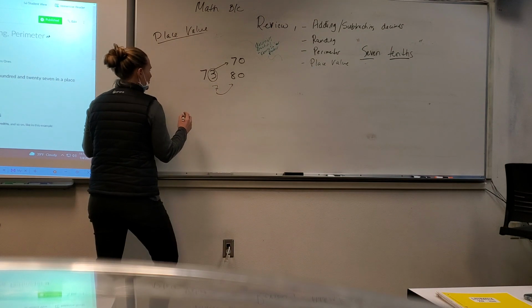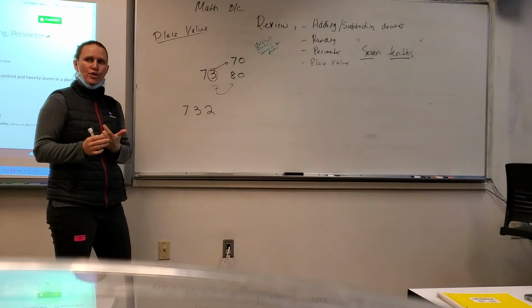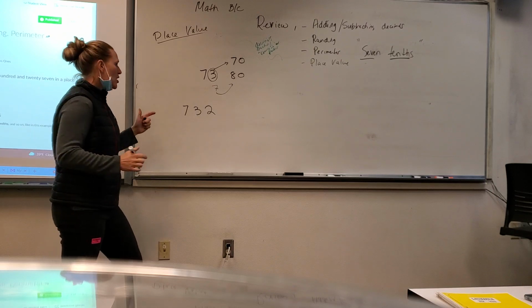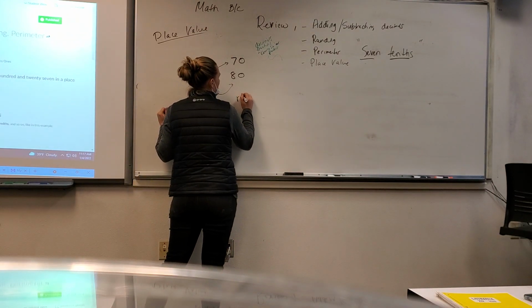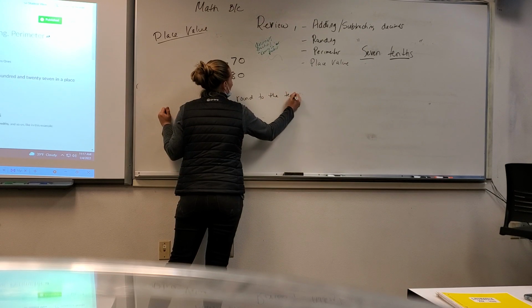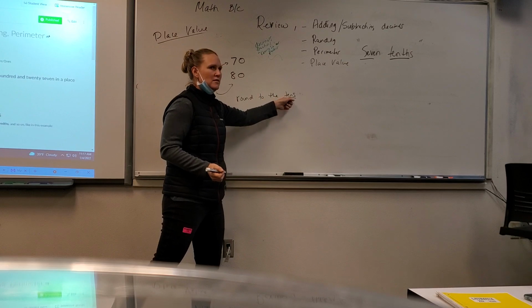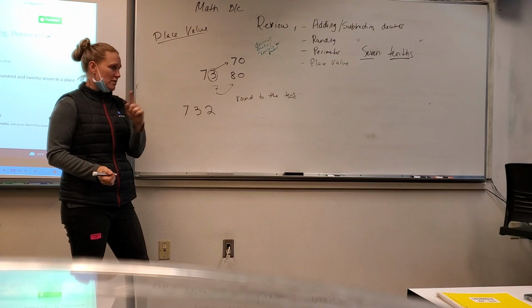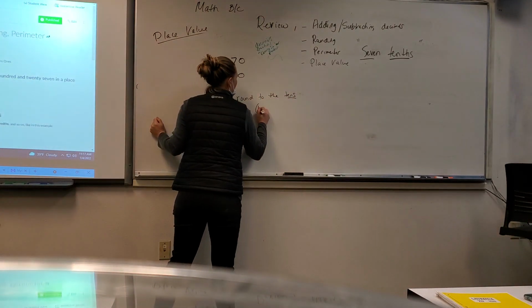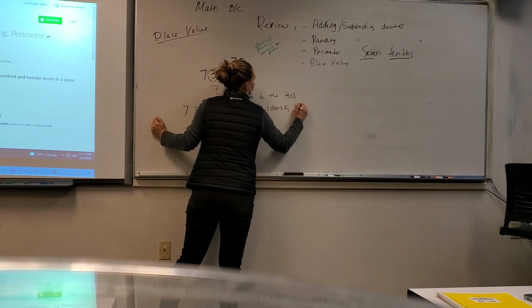When you have rounding, the homework will tell you what place to round to. So let's say this one says round to the tens column. We have 732 and it says round to the tens. So here are your rounding rules. The first thing you do is identify the place value.